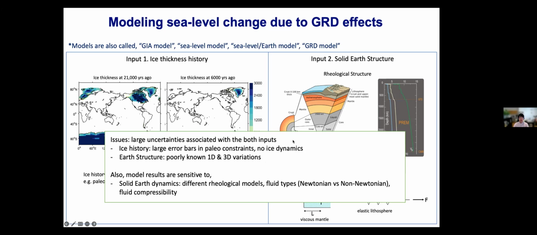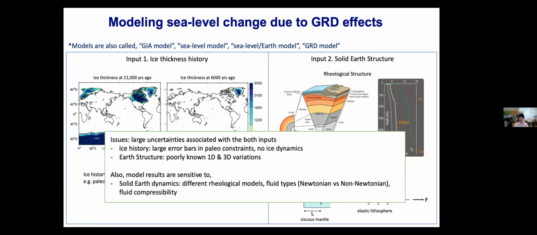And also, modeling capability-wise, the model results are pretty sensitive to which rheological models one considers. So if one considers linear Maxwell rheology versus Burgers rheology, or it also depends on fluid types, Newtonian versus non-Newtonian mechanics, or compressibility. All these factors affect numerical solutions of sea level change.